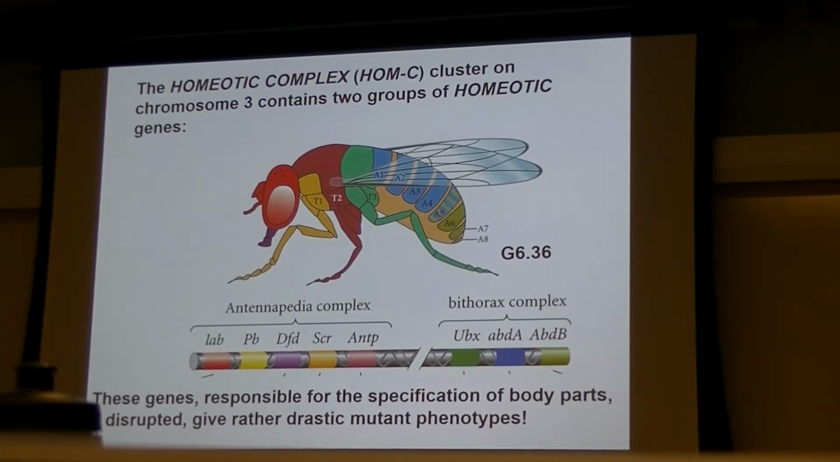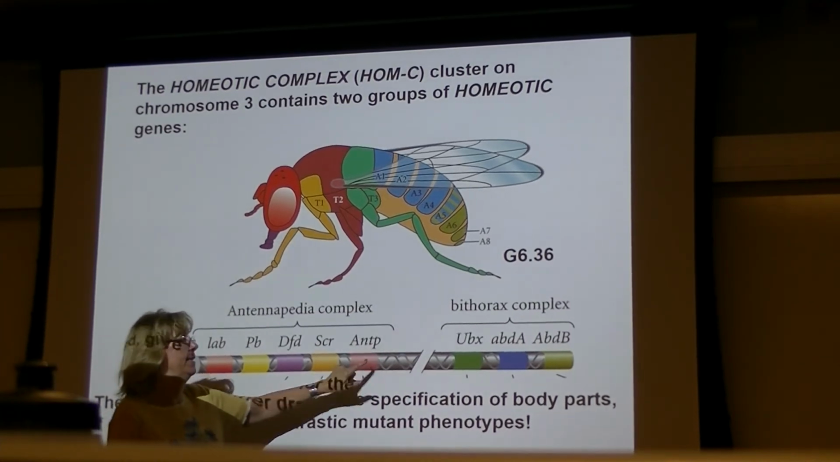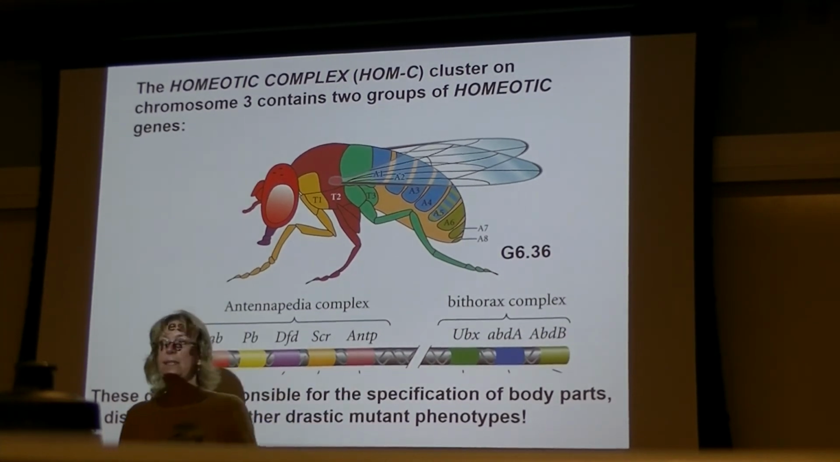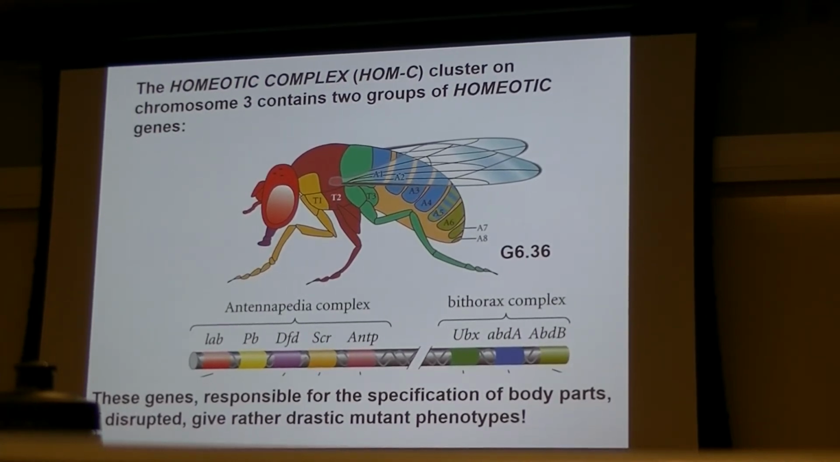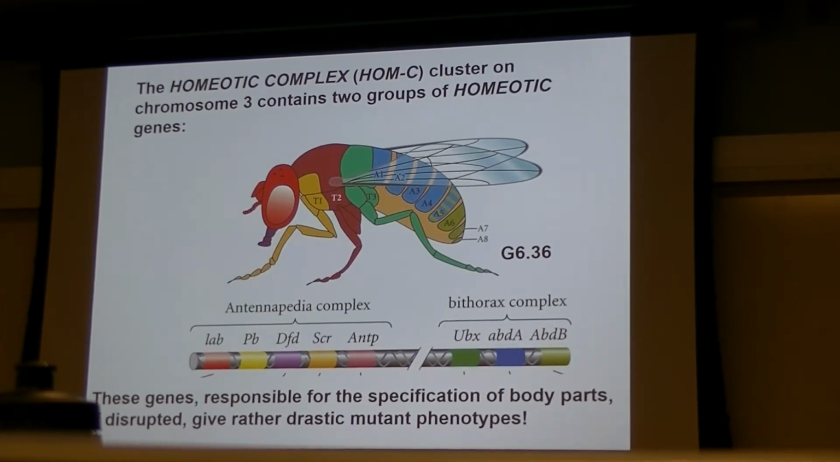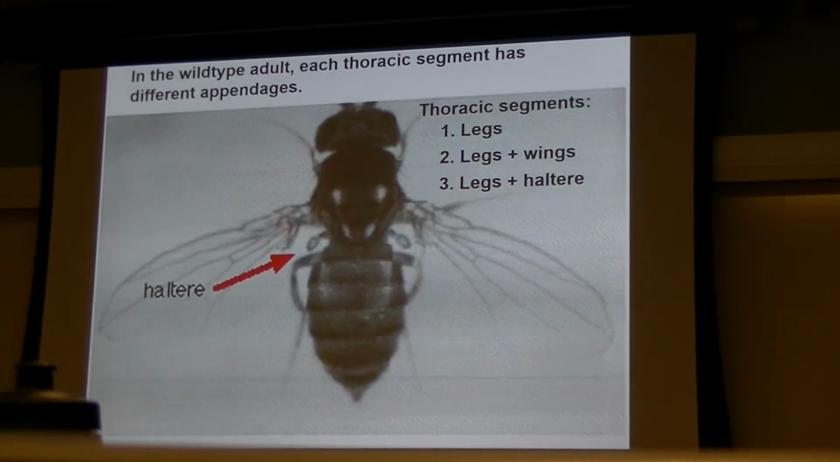Okay? So this first grouping is called the Antennapedia complex, the second grouping is called Bithorax, and there is actually a gene in here. This is the Antennapedia gene, and then here is the Ultrabithorax gene. So they're sort of named after one of the genes in the cluster. And overall, this cluster is called the homeotic complex, or the HOM complex. And it has some really interesting features.